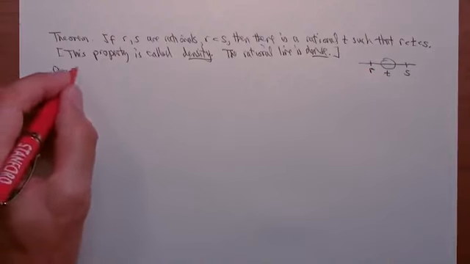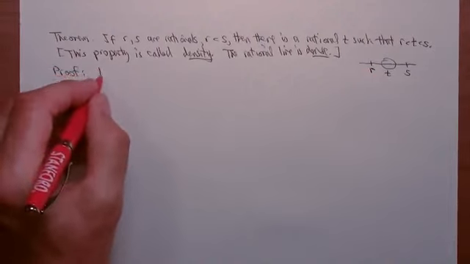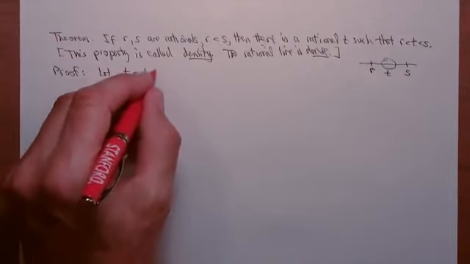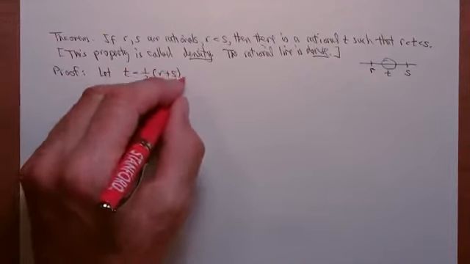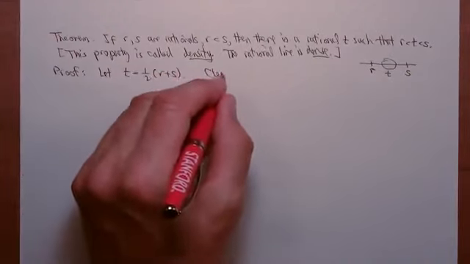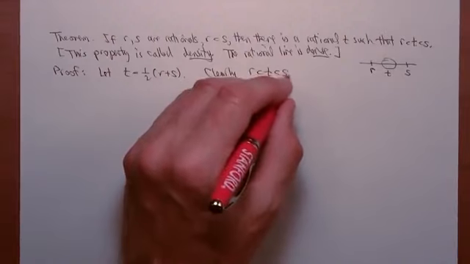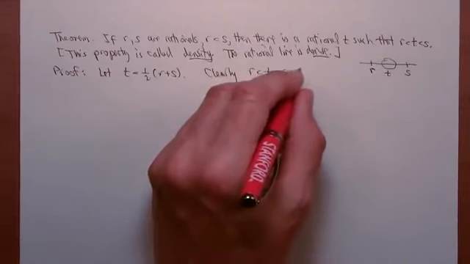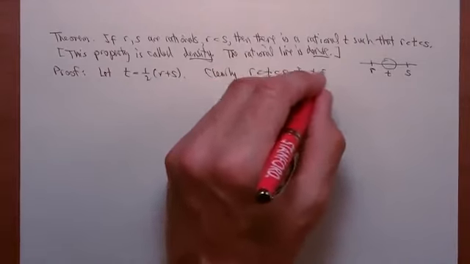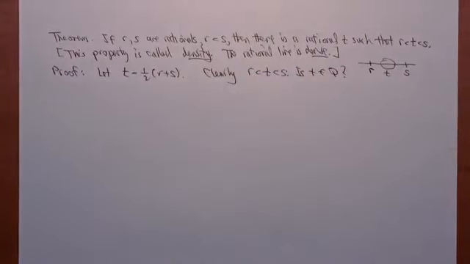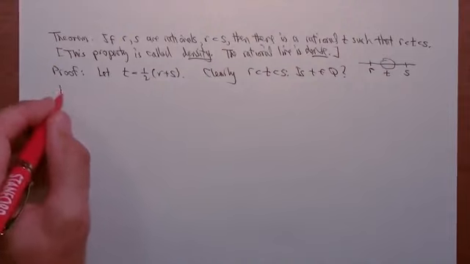Okay, let's prove that. Well, why don't we just take t to be the mean of r and s? Well, clearly r is less than t is less than s. And the only question is, is t a rational number? Well, it obviously is, but let's prove it.